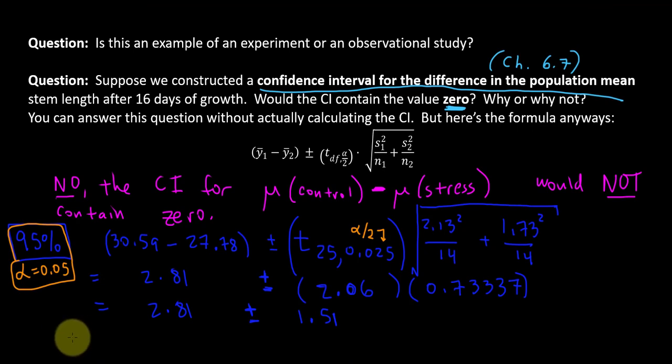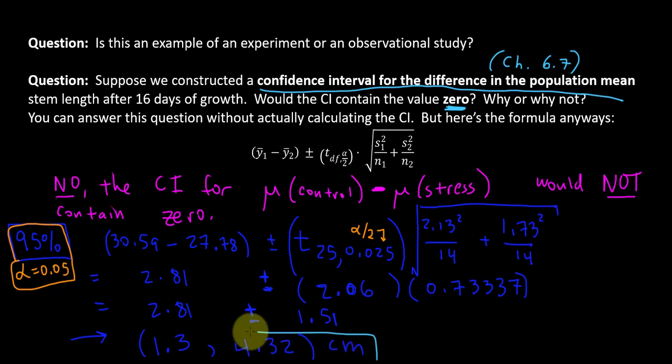This is going to get us the margin of error of about 1.51. Finally, our confidence interval, the lower bound would be 1.3 and the upper bound would be 4.32, and the units of measurement here are in centimeters. Now, we didn't need to compute this to answer our question, but hopefully this satisfies your curious mind. We could even dive a little further. Because both of those bounds are positive, we know that the first group, the control group, must have had a larger average stem length than the stressed group.